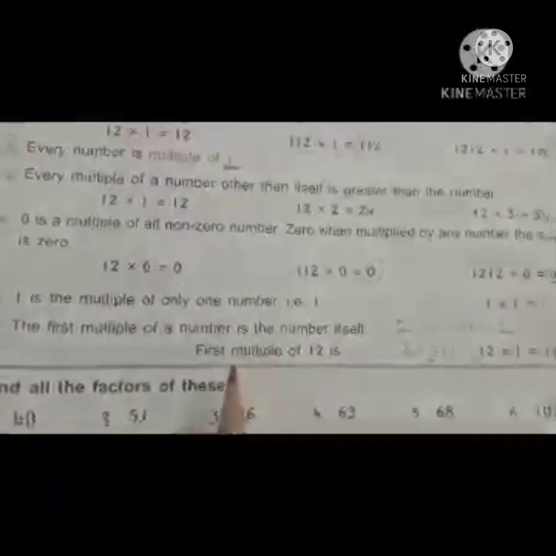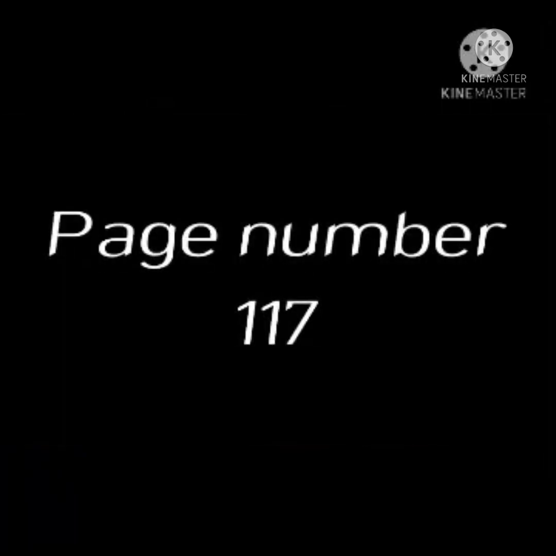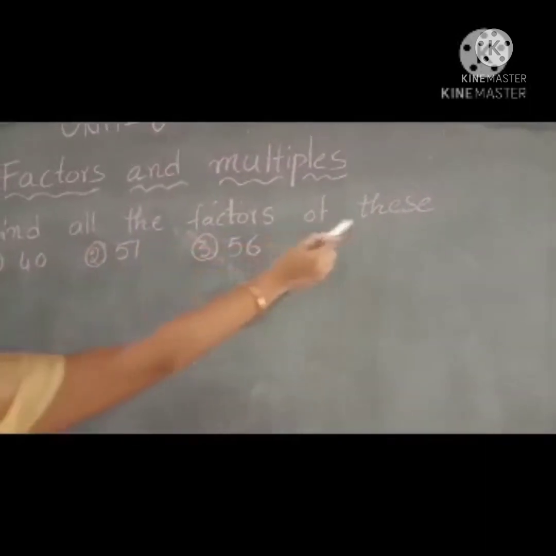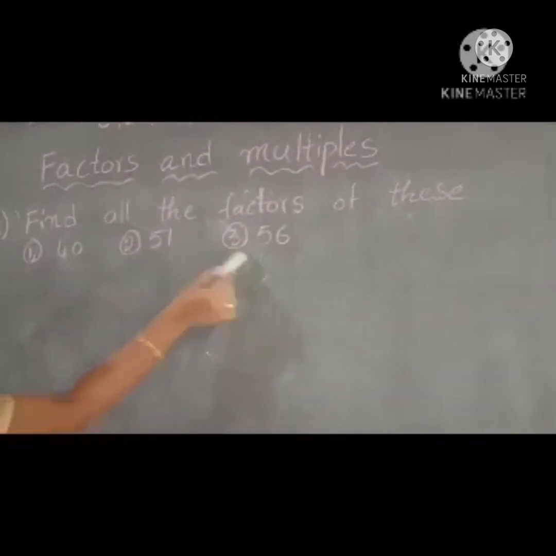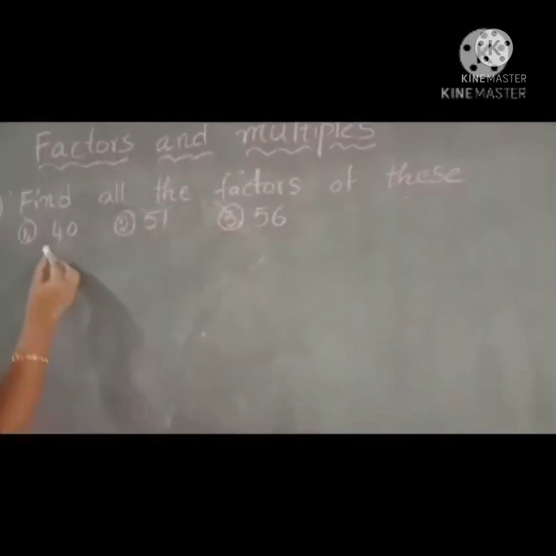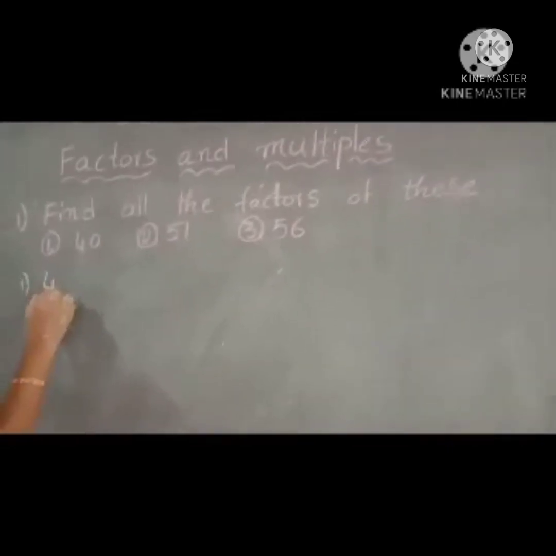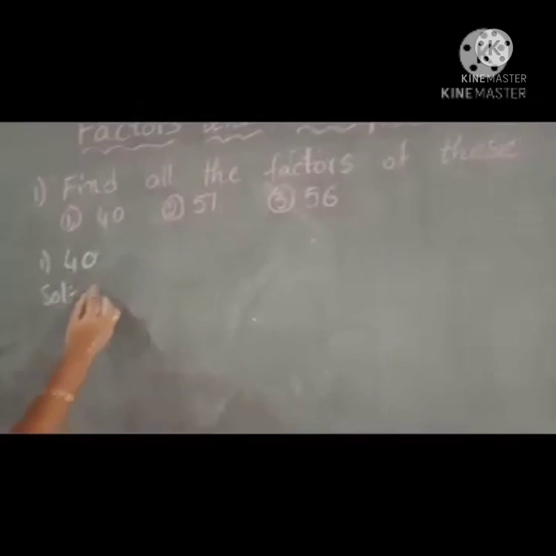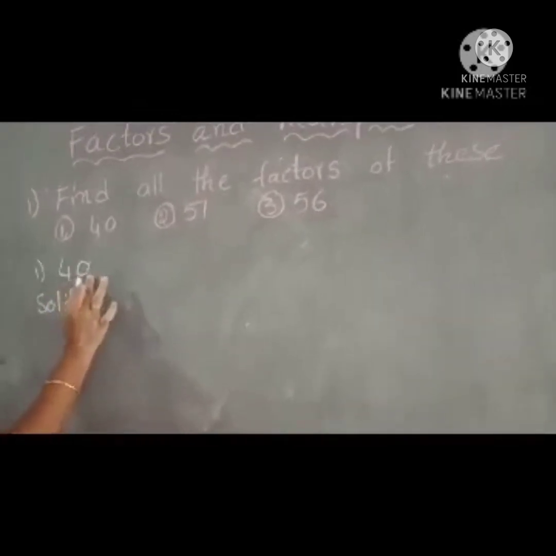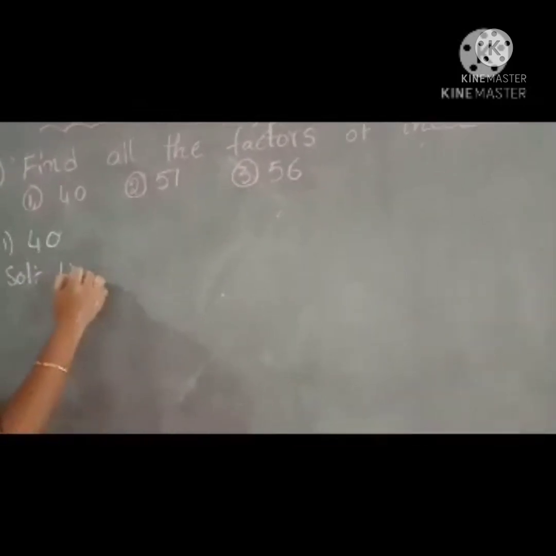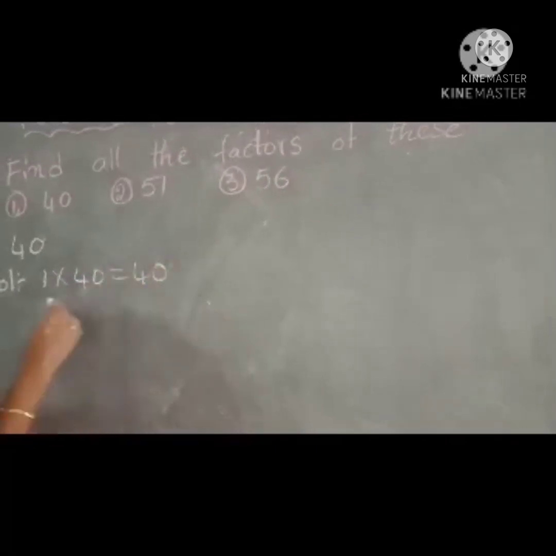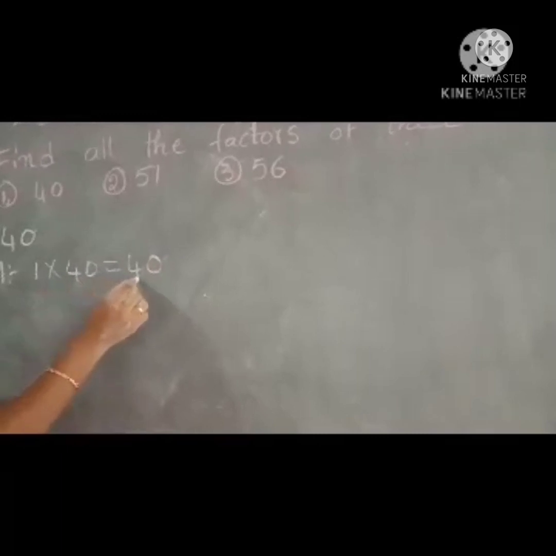Okay, children, open your textbooks, page number 117. Now see children, first one: find all the factors of these. We have to find out the factors of these numbers. For this, the first one is 40. We have to find out the factors now. So, in the 1 table, is 40 there or not? Yes, 40 is there. 1 into 40 is equal to 40.